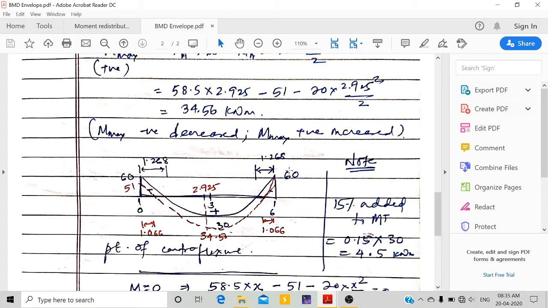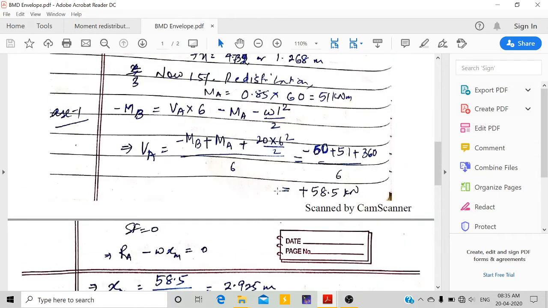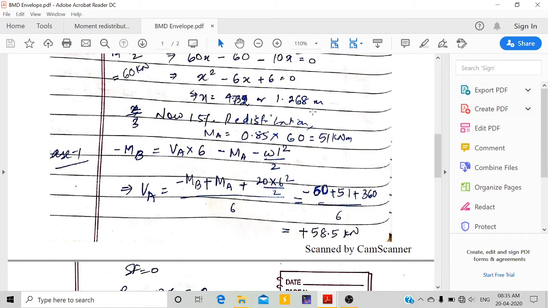That means 60 is the bending moment at the ends A and B, and at the midspan we have calculated 30. The contraflexion point we have calculated, x is 1.268. That means from here and here it is again 1.268. Or if you take from here to total, the other value is 4.732. So 1.268 from both ends are the contraflexion points.